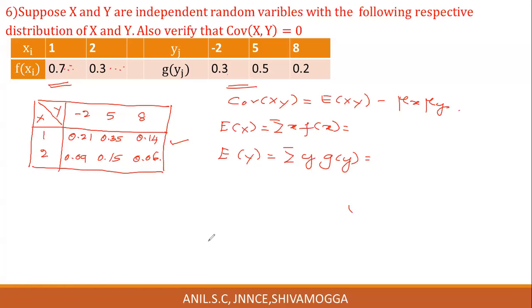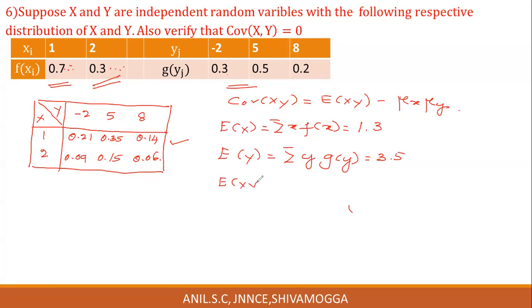Summation x into f of x. Use the marginal distribution table of x. 1 into 0.7 plus 2 into 0.3 is 1.3. That's right. Next, expectation of y: minus 2 into 0.3 plus 5 into 0.5 plus 8 into 0.2 is 3.5. That must be correct.